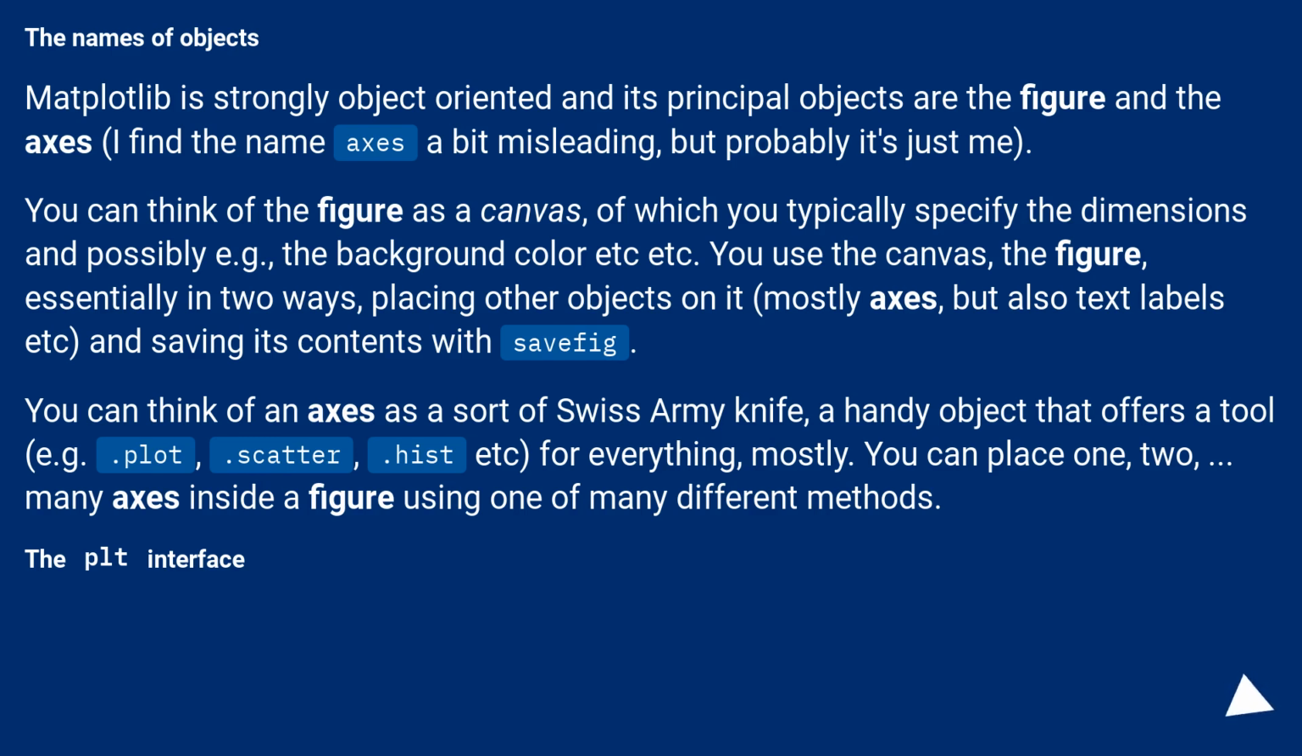You can think of an axis as a sort of Swiss Army knife, a handy object that offers a tool, for example .plot, .scatter, .hist, etc., for everything, mostly. You can place 1, 2, many axes inside a figure using one of many different methods. The PLT interface.